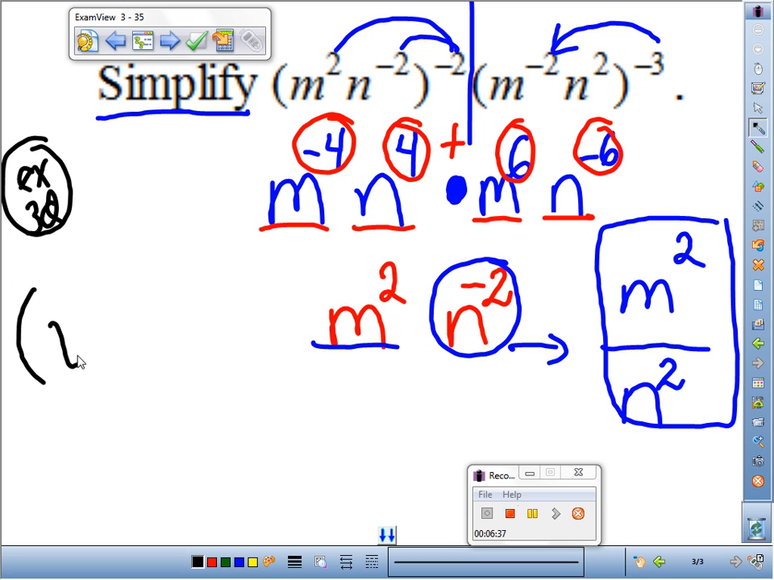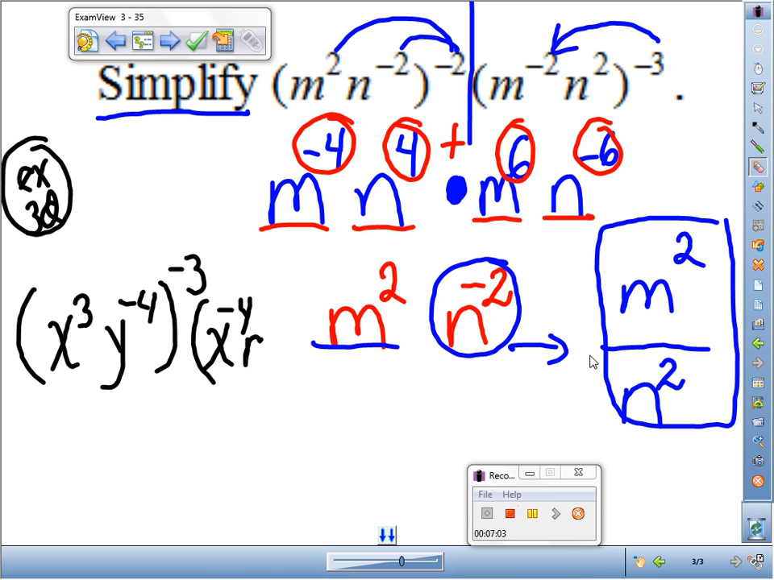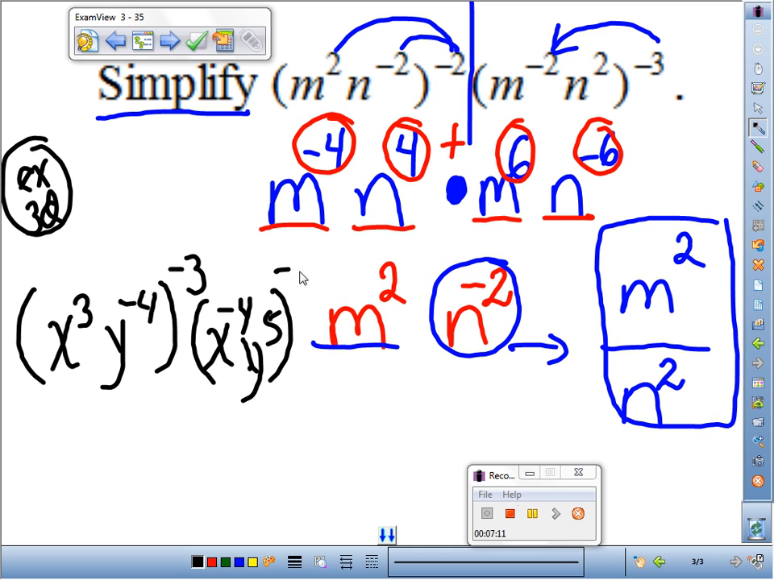Parentheses, x to the third, y to the negative fourth, close parentheses, to the negative 3, times x to the negative 4, I'm sorry, not n, y to the fifth, and all that to the negative 2. See how you can do with that one, please? Go.